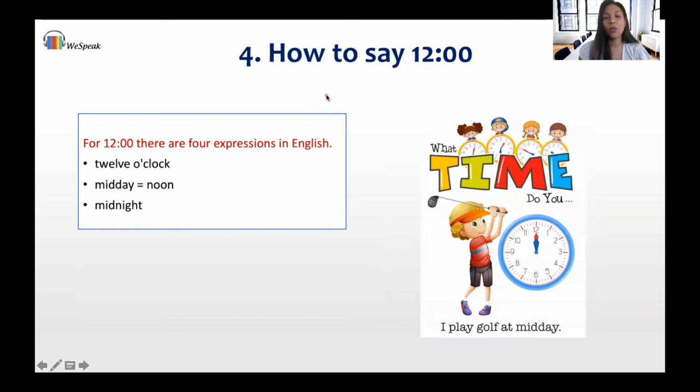That is actually one of the ways that you can use to say 12. For 12, there are 4 different expressions in English. You can say it's 12 o'clock. You can say it's midday, it's noon, or at night, it's midnight. For example, I play golf at midday. I go to bed at midnight.